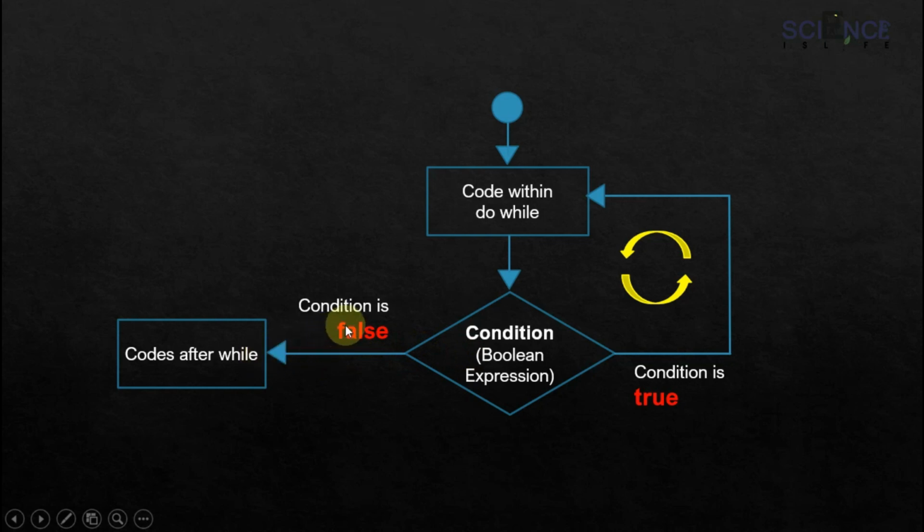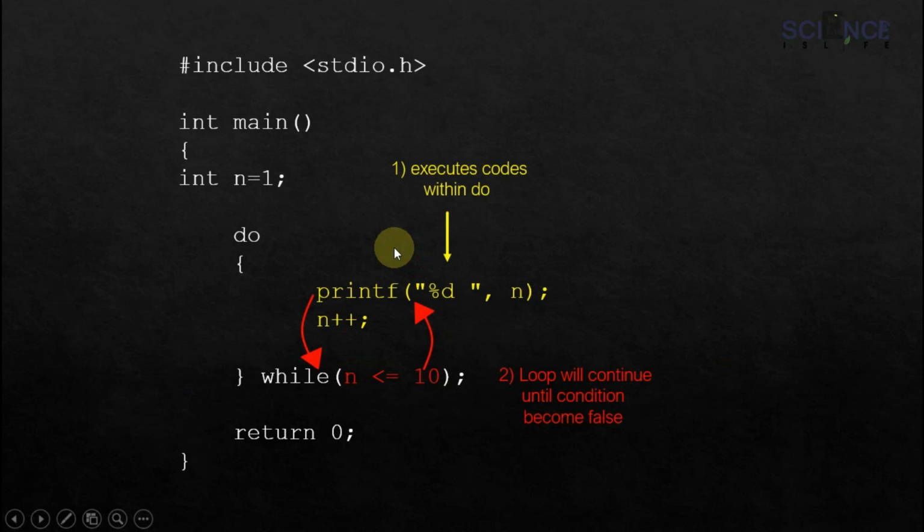So if the condition is false, there may be a single execution of the code within the do while. After executing this code, it will terminate the loop, right? That is how the do while loop is working. So let's see it using an example.